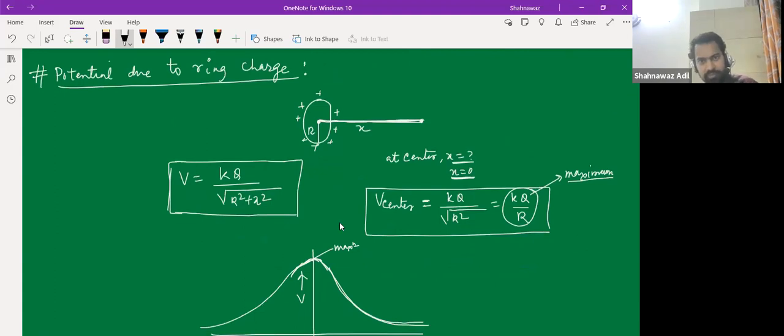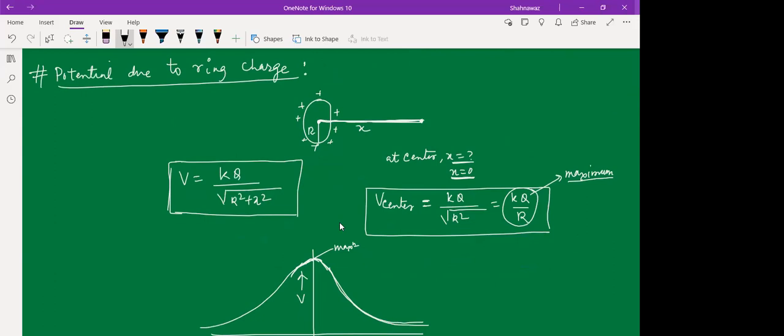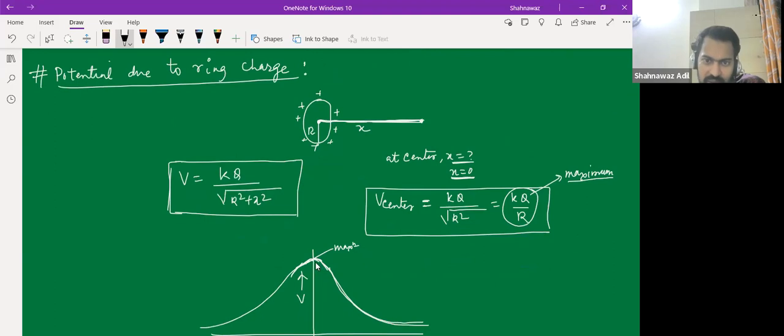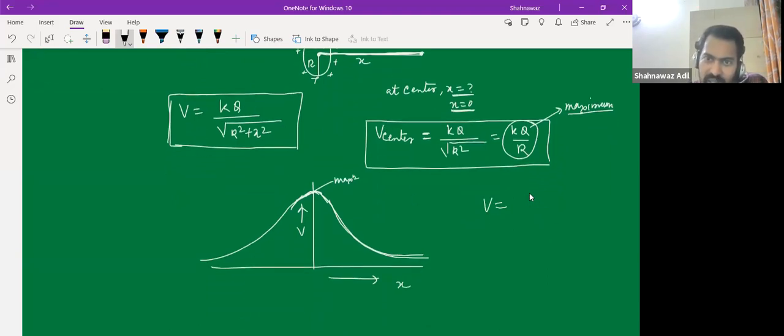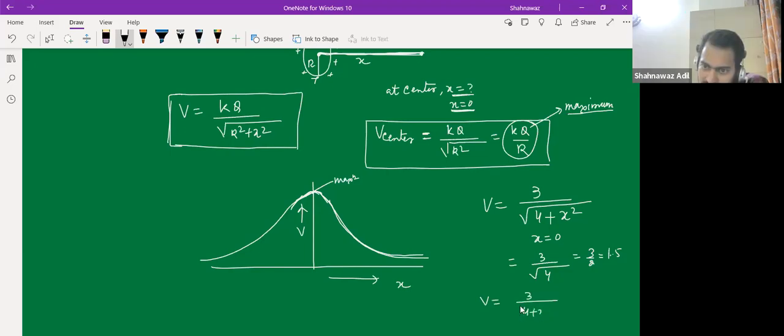So can you explain the graph again? Yes, sir. You see that V is, let's say, 3 by root of 4 plus x square. If x is 0, this would be simply 3 by root 4, which is 3 by 2, 1.5. But if I increase x, so let's say x is 2, then V would be 3 by root of 4 plus 2 square, which means 3 by root of 4 plus 4, so 3 by root 8. So you see that the value is decreased.